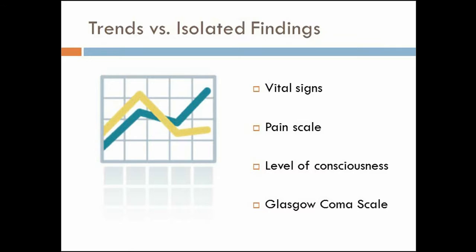We're also going to trend level of consciousness. You can't just walk in a room and your patient be groggy and freak out and say your patient has an altered neurostatus. Okay? You've got to look at their pattern of activity, or pattern of behavior. Okay?